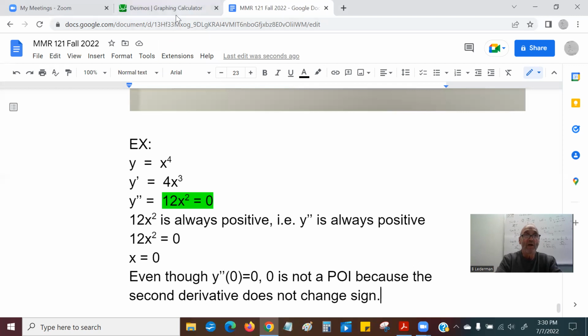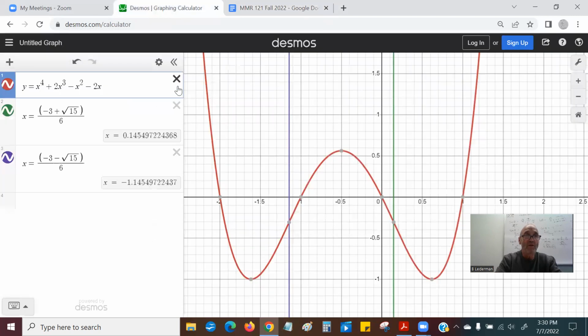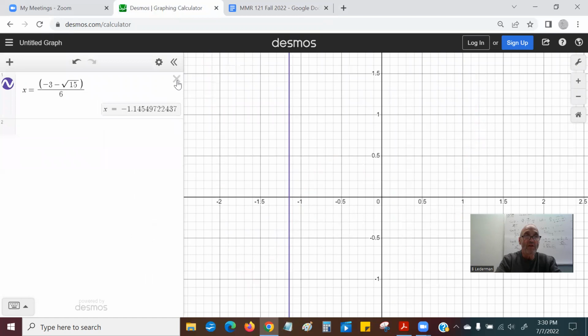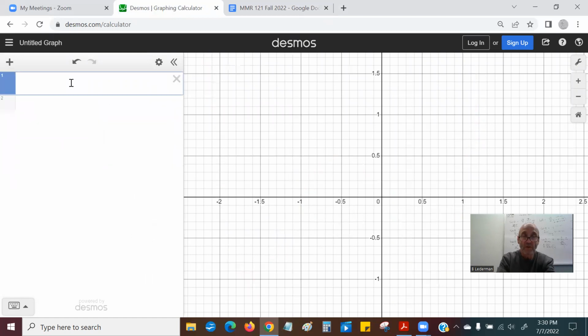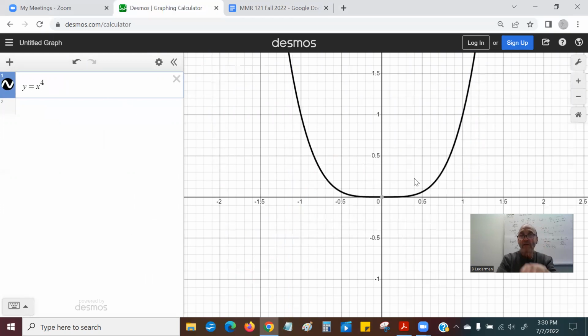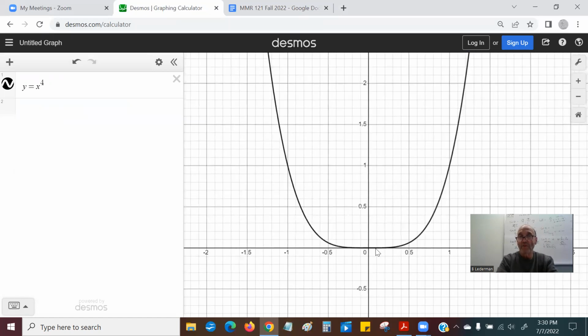Now, as a matter of fact, if I graph this, y equals x to the fourth, very simple function, very simple graph, I get something that's kind of like a parabola. But you see when x equals 0, that's not a point of inflection, because it's concave up everywhere. So you can see it's not a point of inflection. It doesn't change.